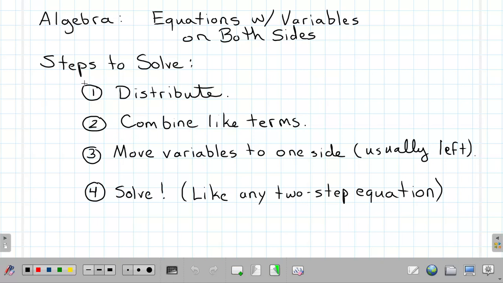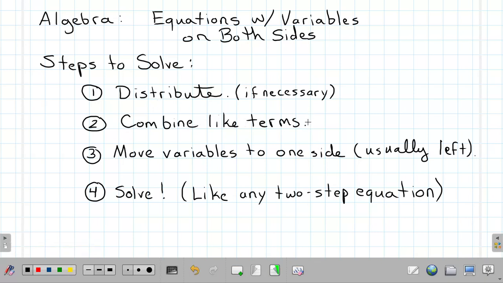First one is distribute. If we have the distributive property, just like last time, we do it if necessary. As you'll see on a lot of the first examples we're going to do, you don't have to distribute because it's just not necessary. Same thing can be said for combining like terms, which is the next step. After we distribute, we combine like terms.